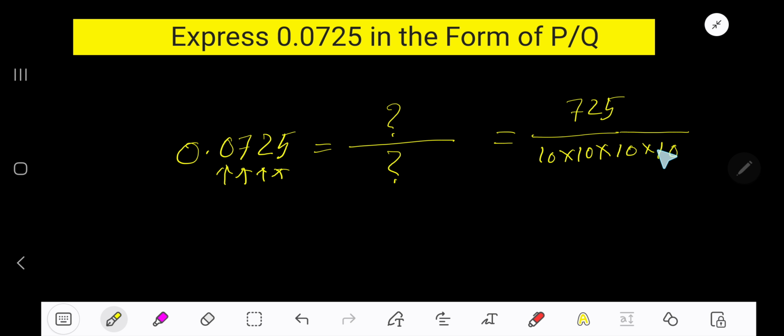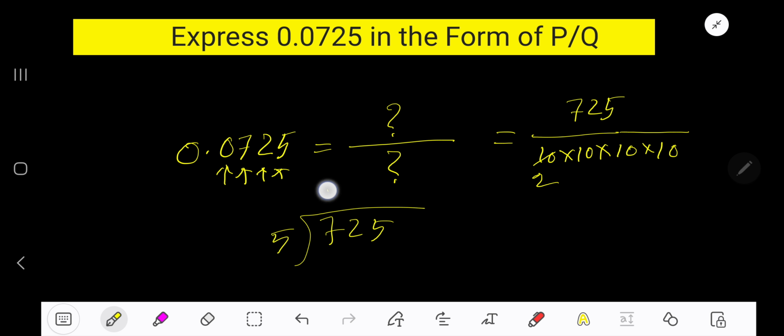Now we need to reduce this fraction. So how to do that? Look, we need to divide numerator and denominator by the same number, which is called a factor. This is divisible by 5, this is divisible by 5. If you divide this 10 by 5, you will get 2. If you divide 725 by 5, what will you get?